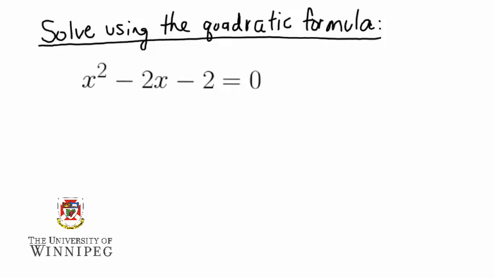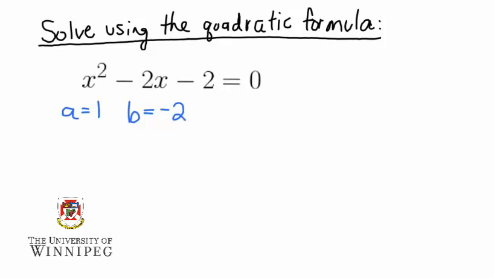In the following two examples, we're going to solve some quadratic equations using the quadratic formula. First, let's identify the values of a, b, and c that we're going to use inside the formula. A represents the coefficient of the x squared term. In this case, a is equal to 1.